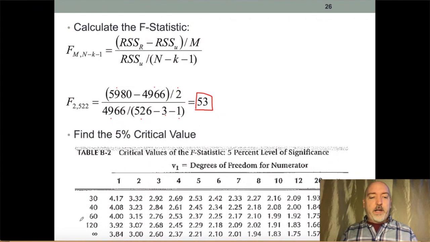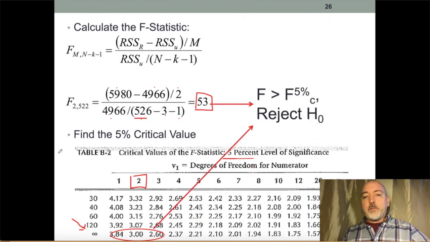So we're going to go all the way down to the bottom of that F critical table, and this is, again, an example of a 5% critical table, and we want to find the right spot, right? So m is 2. The n minus k minus 1, right, we had 526 observations, so it's going to be down beyond that 120 value. So we can go ahead and use the bottom row, and it's going to give us a value of 3.0. So obviously, 53 is bigger than 3.0, so we can strongly reject the null.